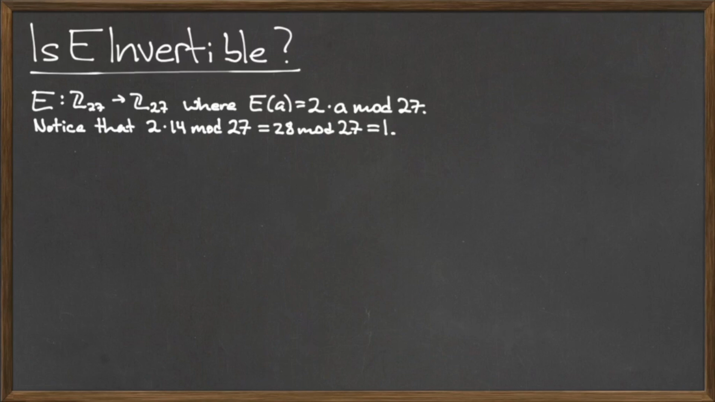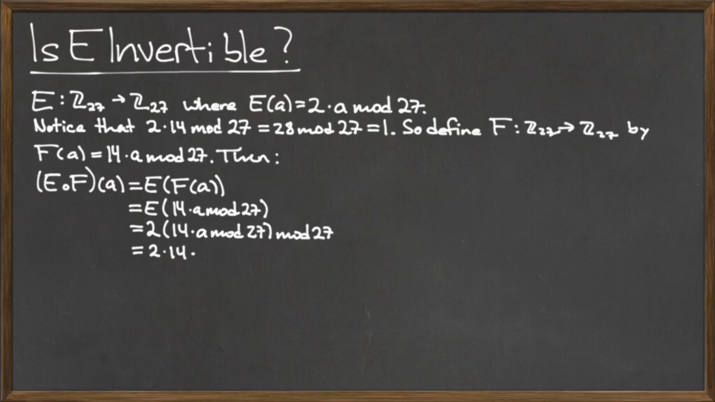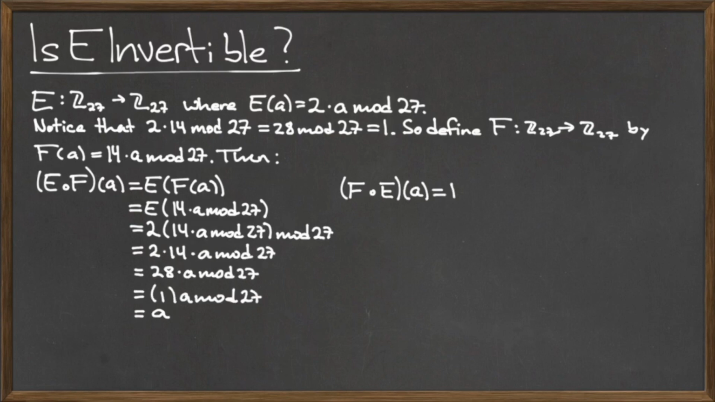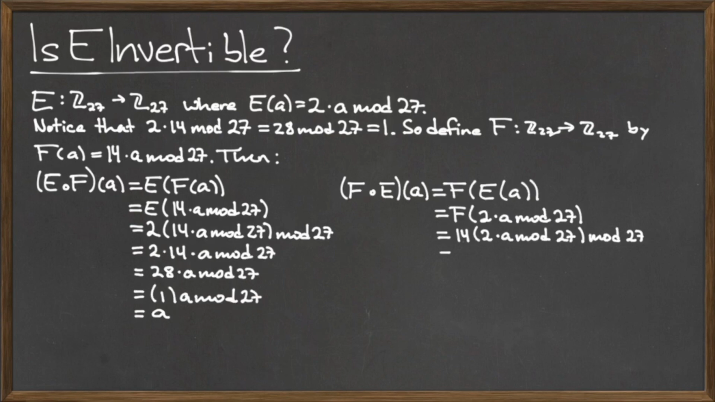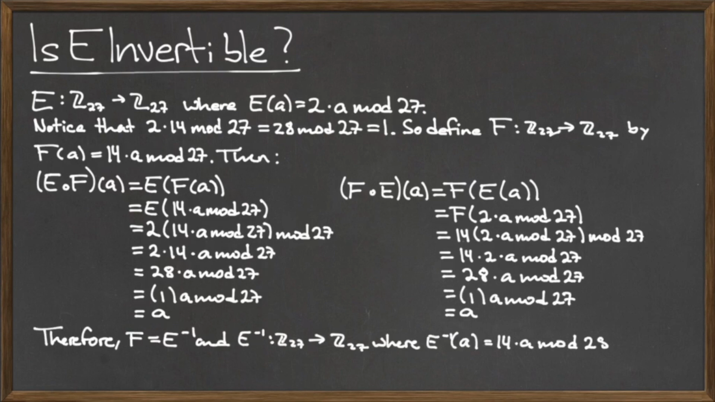equals 1. So, if Bob defines the function f from ZMod27 to ZMod27 by f of a equals 14 times a mod 27, then the following two compositions, E compose f and f compose E, confirm that f is the inverse of the function E. So, with this function f, Bob can undo Alice's encryption.